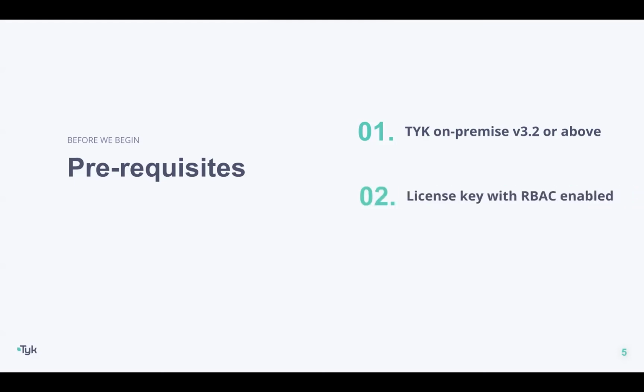Second, you need to have a license key with RBAC enabled. RBAC is role-based access control. And third, you need to have admin access to the Tyk dashboard. With all of these three things in place, we can now look at how we can enable Open Policy Agent on the Tyk dashboard.